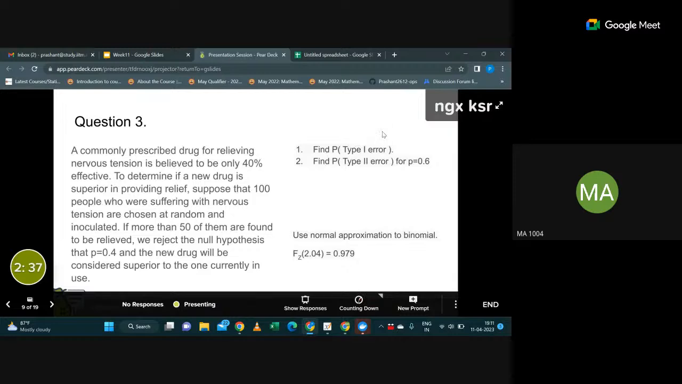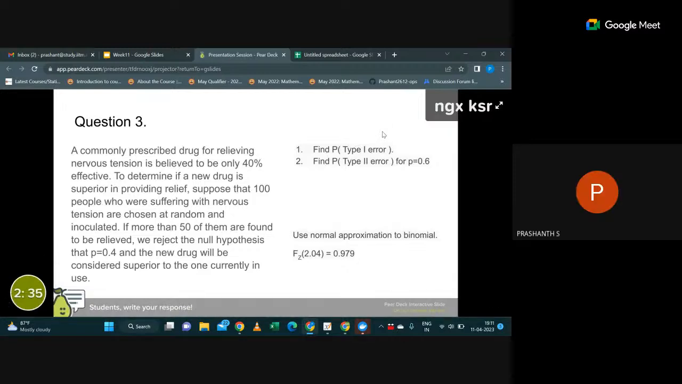Is the question clear to all of you? Sir, is it binomial, sir? Yeah, it's a binomial, because see, what we are doing, the new drug is either relieving or not, right? So there are only two possibilities, correct? It will be effective or not effective. You have to approximate that binomial to normal. You know how to do this, right? Using the CLT.